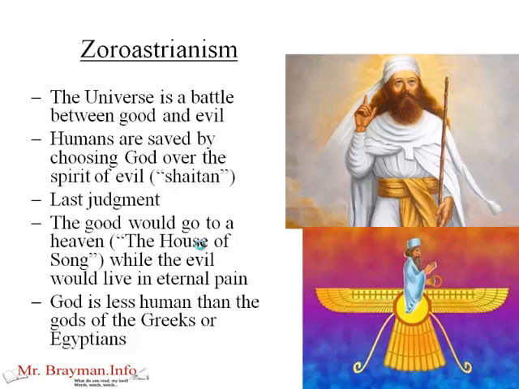Now, the Zoroastrian God is much less human than the gods of the Greeks or Egyptians, much less of a character, right? The pictures you see here are of the prophet Zarathustra. They're not of the God. And so, kind of like the Jews and the Christians and the Muslims, a much less personal, human type of God as compared to, like I said, the Greeks and the Egyptians.